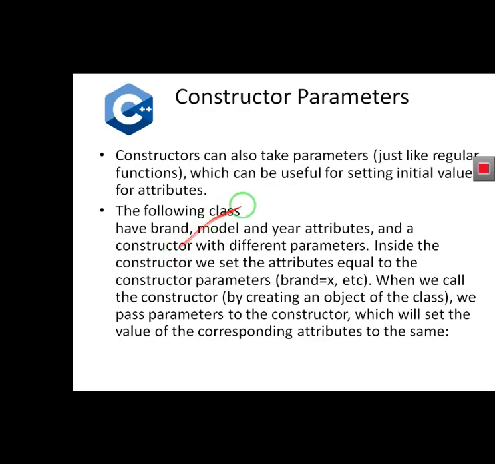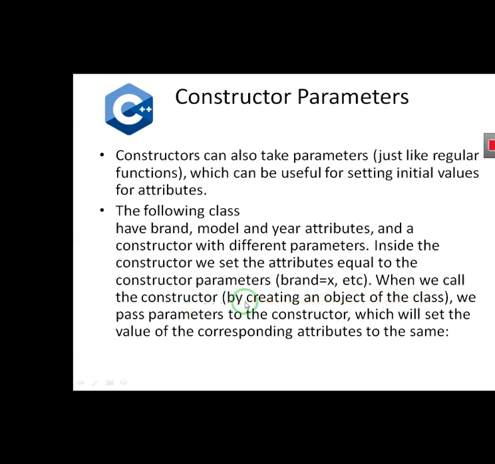Constructor can also take parameters just like regular functions, which can be useful for setting initial values for attributes. In the following class, in the next example, we have brand, model and year attributes, like in the previous examples we have discussed, and a constructor with different parameters. Inside the constructor we set the attributes equal to the constructor parameters. Brand is equal to x, etc. Okay, I will show you how. Maybe theoretically you will be confused, but in the example you will get clear.